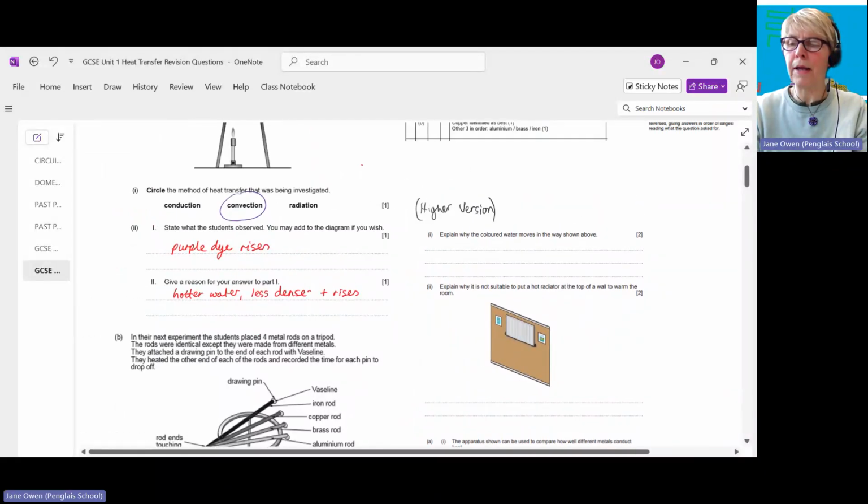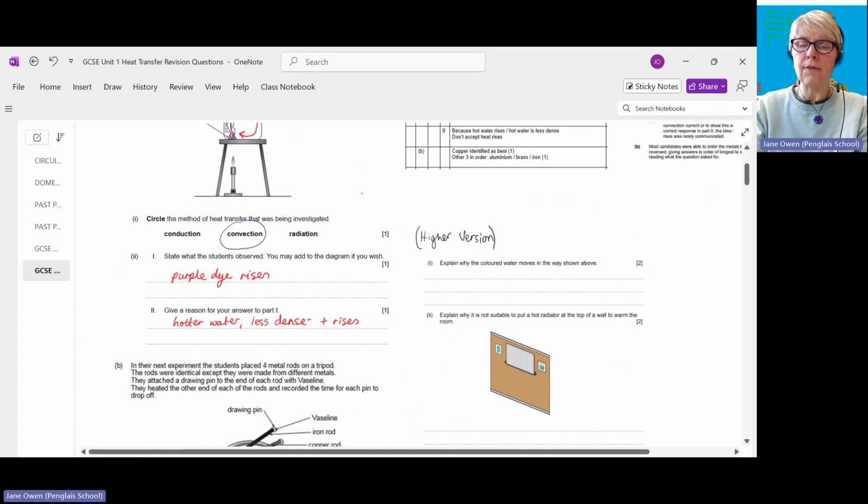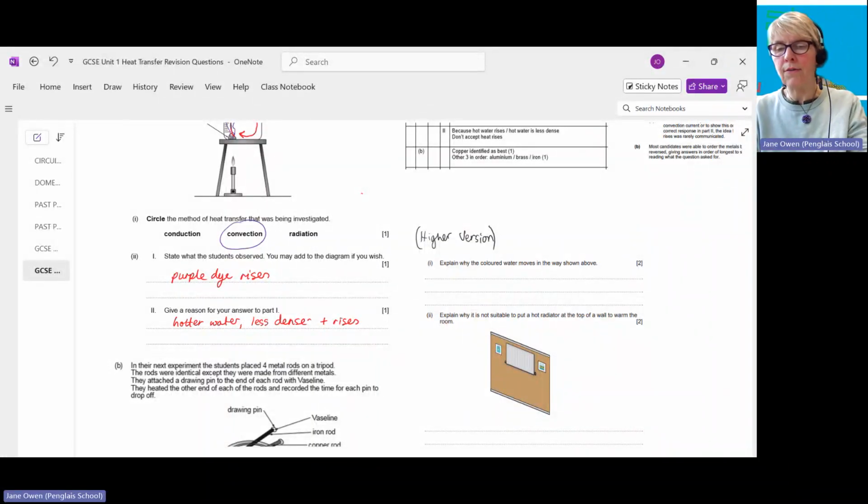It says here, explain why the coloured water moves in the way that it's shown. So it's putting these two together. The coloured water rises because hotter water is less dense. The colder water sinks to take its place, forming a convection current.